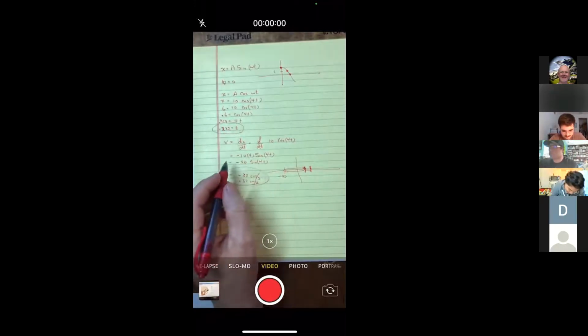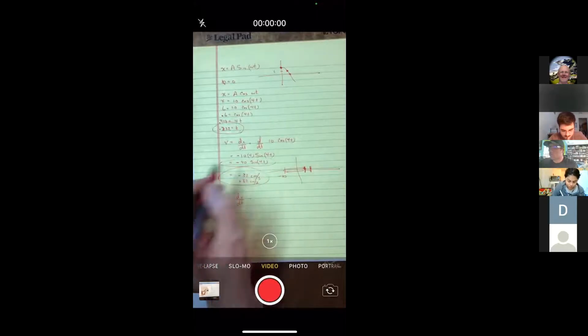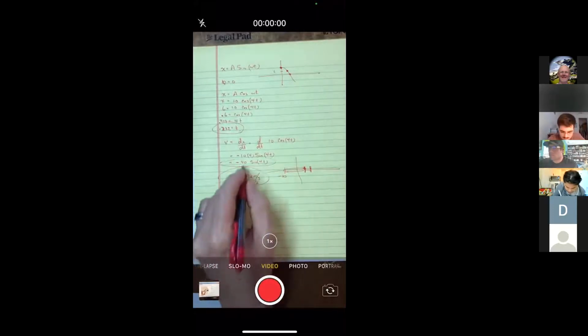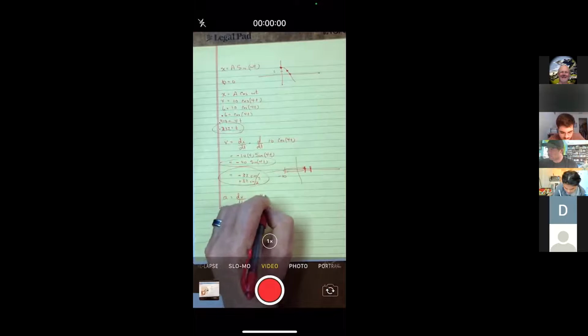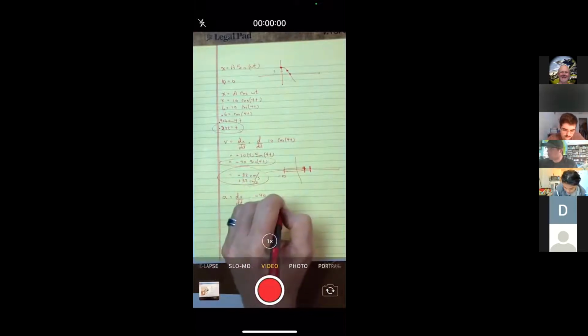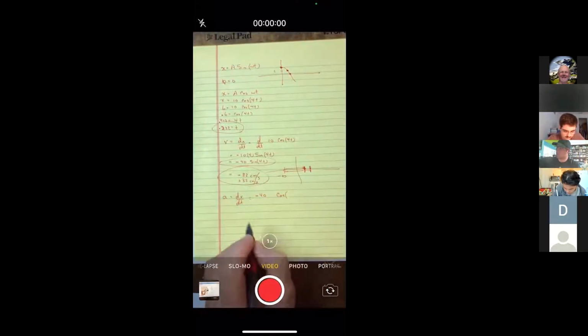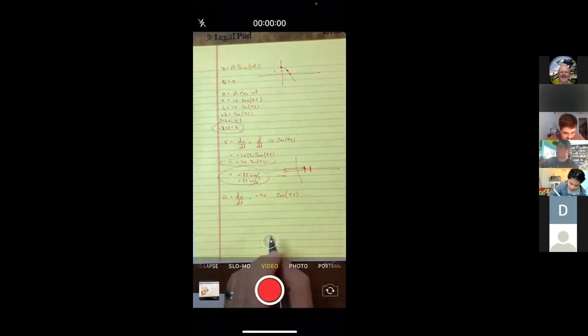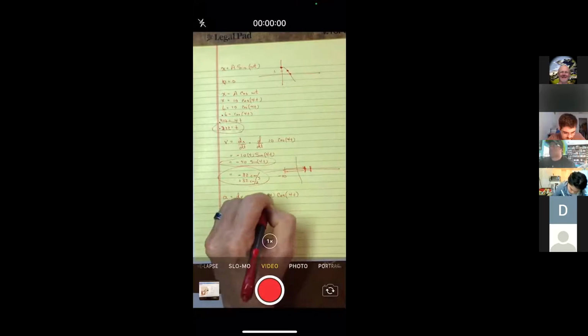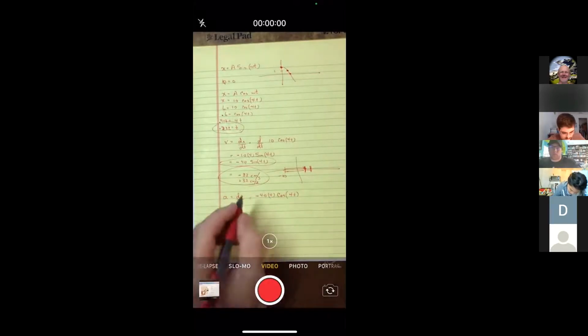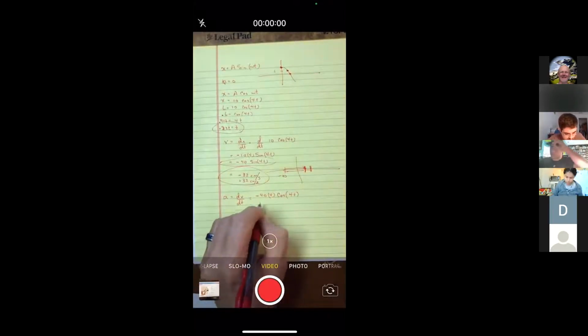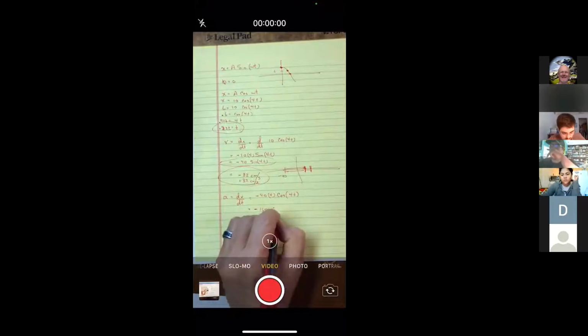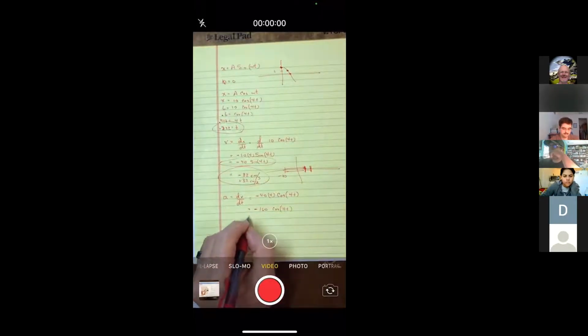So velocity was this one here. So when I take that derivative, I got the negative 40. Take the derivative of a sine, and I'm back to cosine. And then the chain rule, another 4 out in front. So that's a negative 160 cosine of 4t.